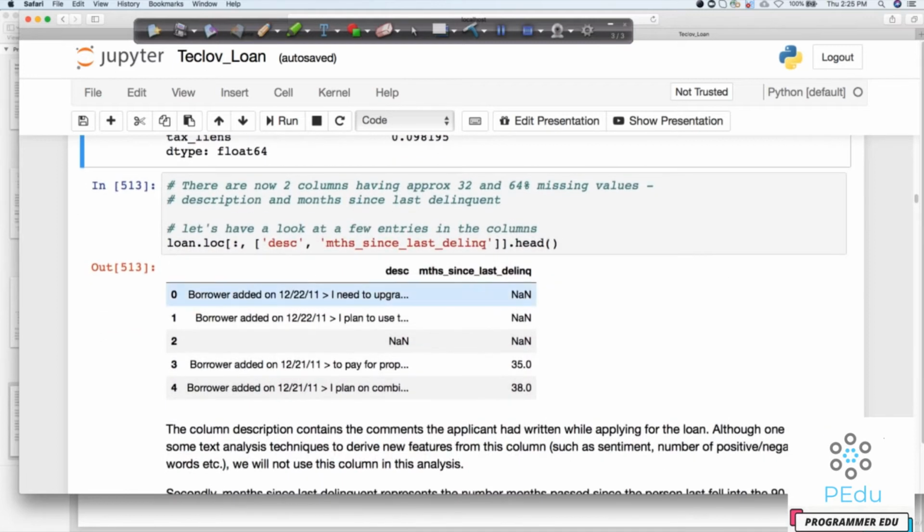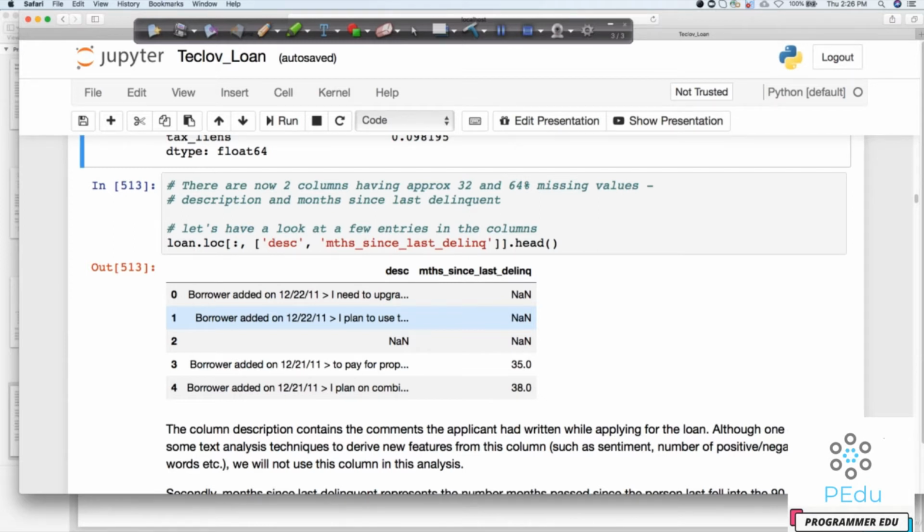So now we will look at these two columns, describe and month since last delinquency. If you look at these two columns, the first column is description. This is basically a description being added, right? While applying for a loan, there is some sort of description being added, some details being added. Now, definitely you may say that I can use this for text, using some text sentiment analysis, like text mining and NLP. We can use it for a lot of other purposes. This is definitely possible to do, but we will not do this analysis in this case study at least. So I'm going to remove this.